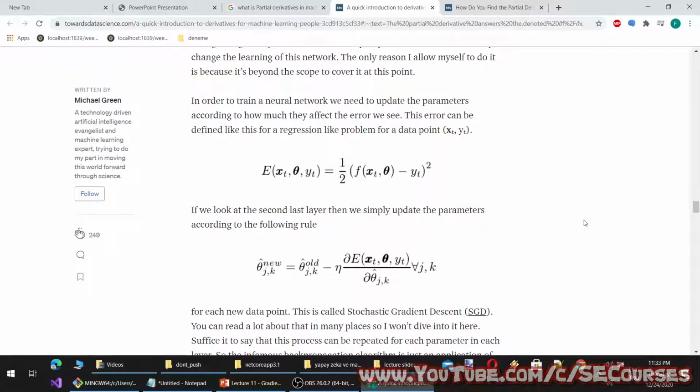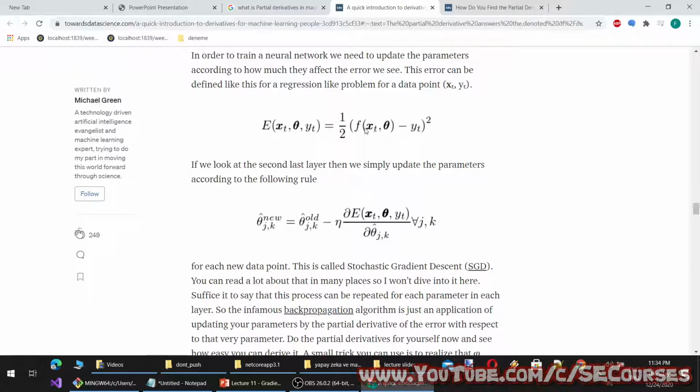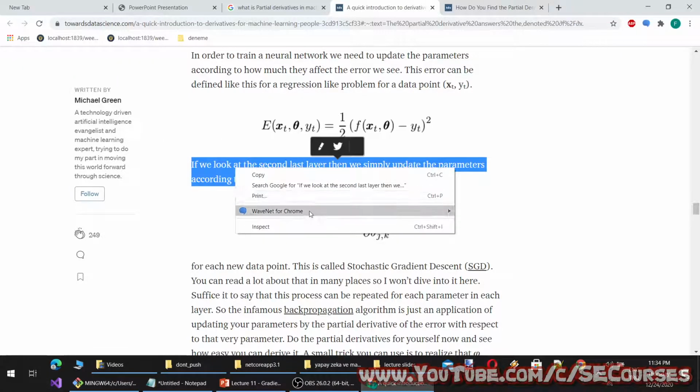In order to train a neural network, we need to update the parameters according to how much they affect the error we see. This error can be defined like this for a regression-like problem for a data point x, y. So you see, f(x, θ) is the thing we predict, and y is the real value. Then we take their difference to the power 2, then we divide by 2, and this is the error rule we are using in this case.